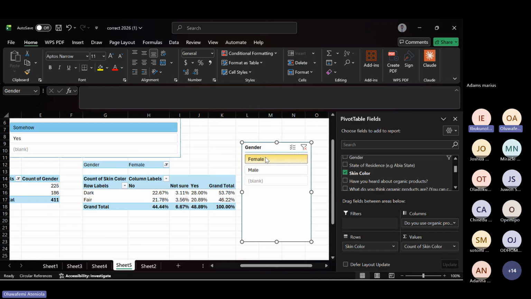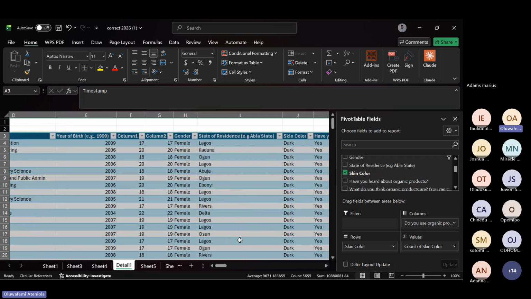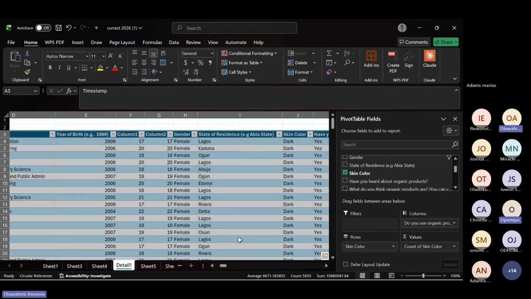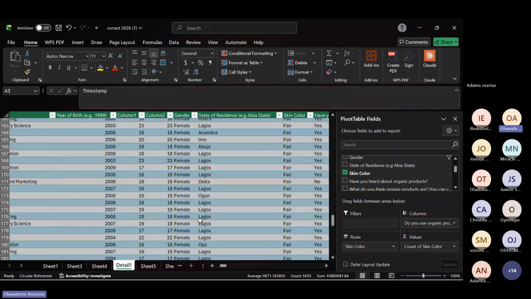So if we click on female, you can see now everything here put together is only female alone. So meaning this 100% is not everybody, it is female. You can see everybody here is female. So which means even if you have 20 female, it is considered 100%. Are we getting this, please?